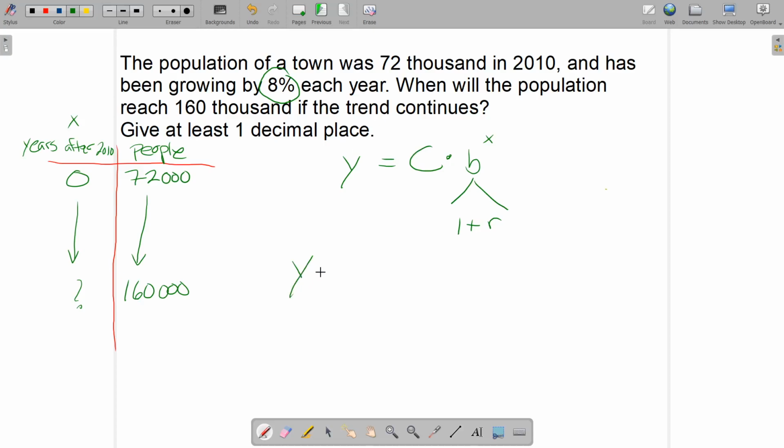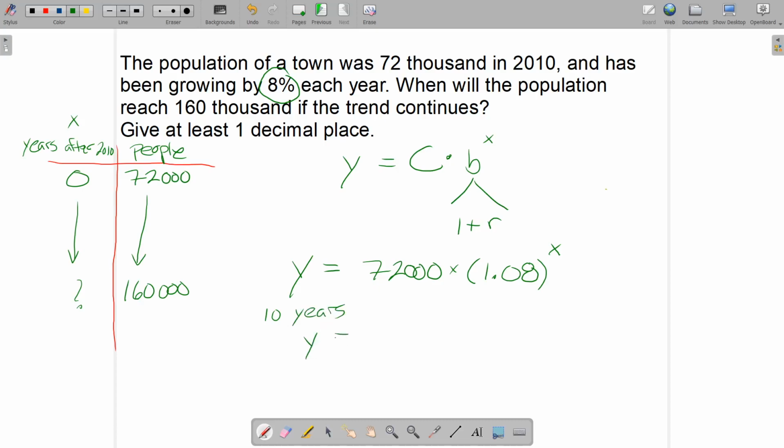So for this situation, the town's population, the people, Y, is going to be 72,000 times the base is going to be 1 plus 8%, so 108% raised to the power x. I really don't need parentheses here, but with the 1 plus, we usually write it. And that's it. Well, if I knew the year, I would just plug it in, I would get an answer. So I could guess, like, hey, what's happening 10 years later?